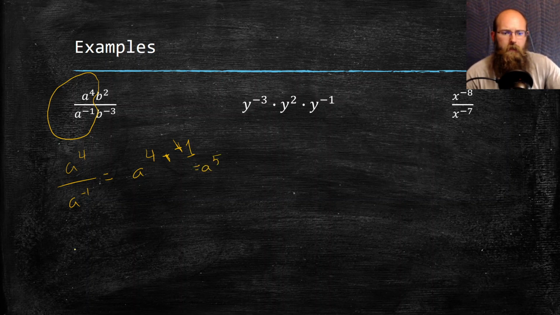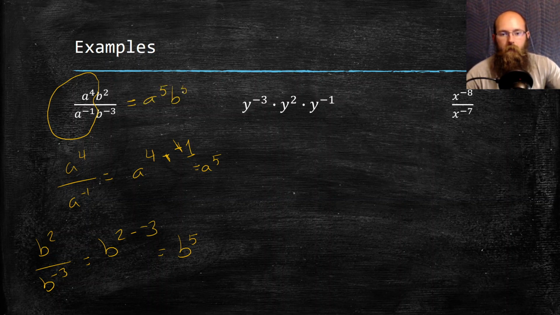Then with my b's, I have b squared over b to the negative 3. Well, just like with the other ones, that's b squared, and then I'm going to subtract a negative 3, which gets me b to the 5th. And since both those numbers are positive, my a to the 5th and b to the 5th, that means that they're both going to be on top. If those were negative numbers, I'd have to move them back down.